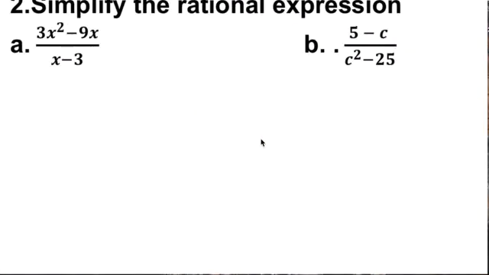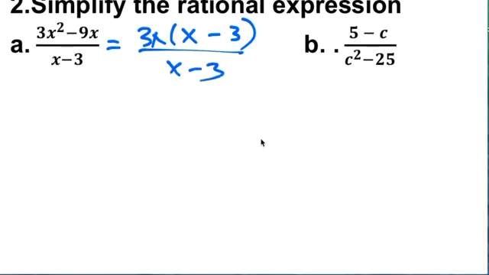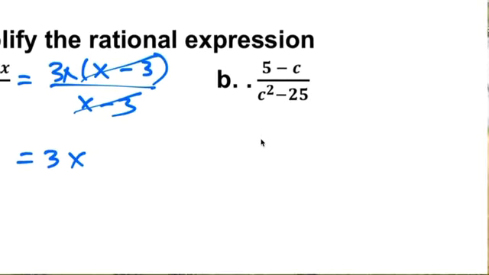This one, yep, both in standard form for a. Factor out a 3. You got x, 3x. Factor out 3x. You get x minus 3 over x minus 3. Your answer is just 3x.